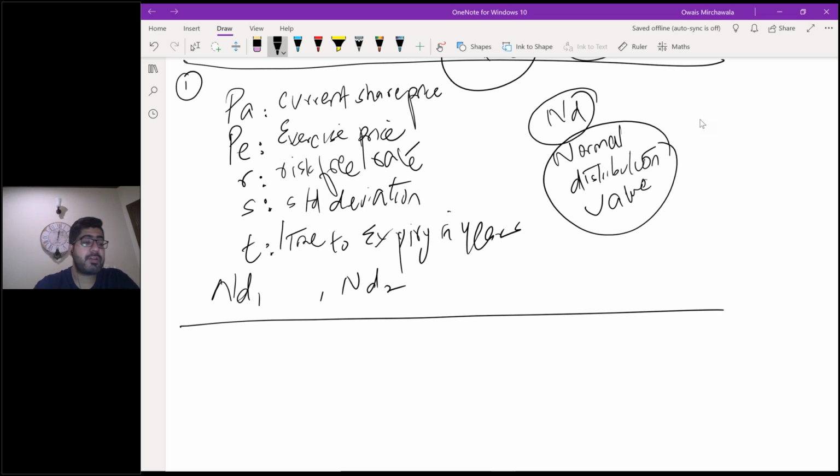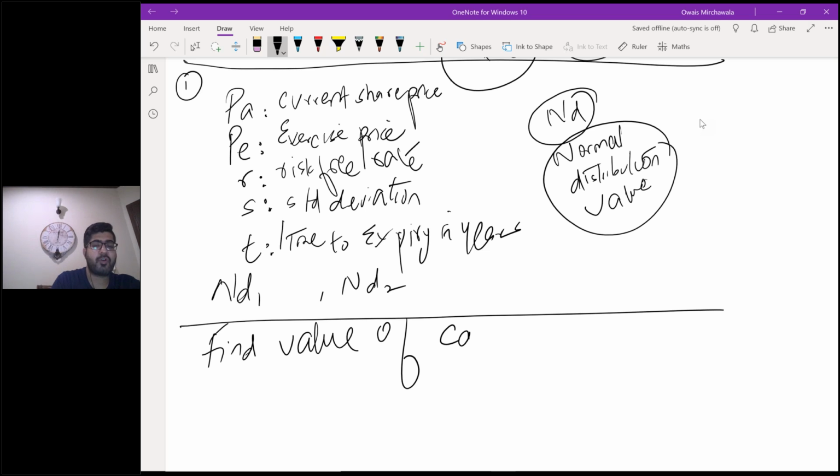Like you see that in the exam, you are given the present value tables and the annuity tables. Similarly, you are given this normal distribution table. From that, you find this normal distribution value. Now, I would advise you that if the question asks you to find the value of call, value means premium, and put option.